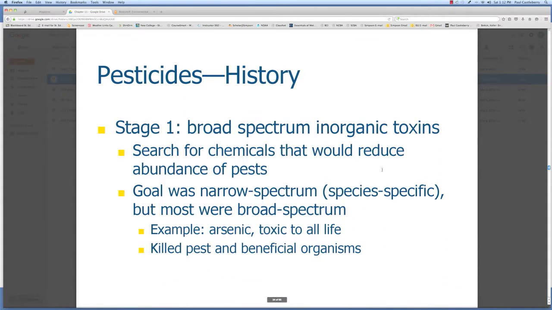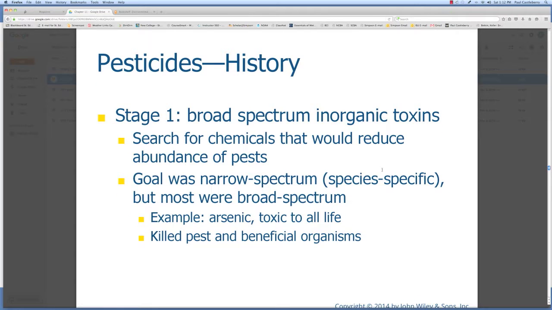There is a history to pesticides, and we could break it down into the different stages. Stage 1 was a broad spectrum of inorganic toxins. So basically you would search for chemicals that would reduce abundance of pests. The goal, however, was narrow spectrum, species specific, but most were broad-based spectrum. Examples of this: arsenic, which is toxic to all life, that particular micronutrient. And it not only killed the pest, but it also killed all beneficial organisms in the subsoil surface.